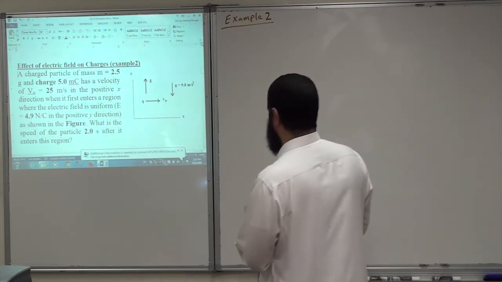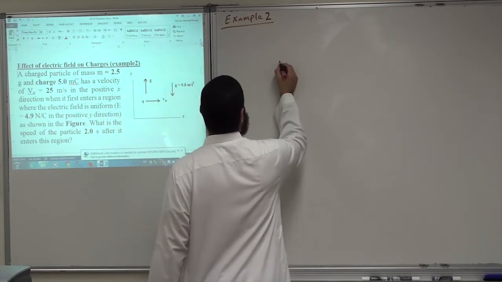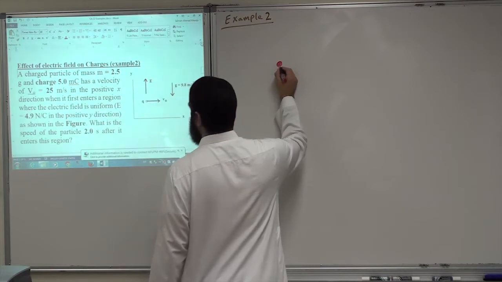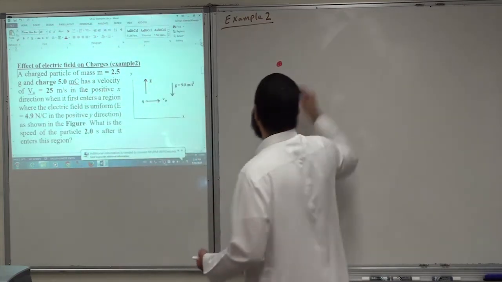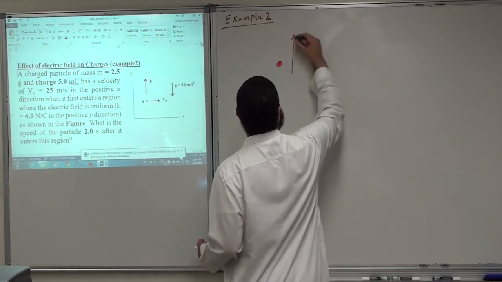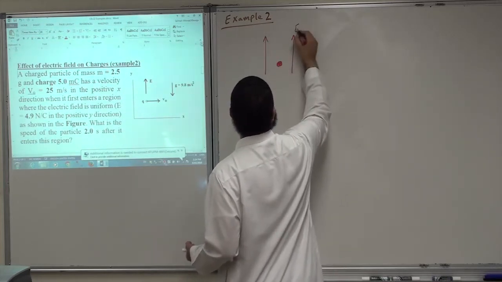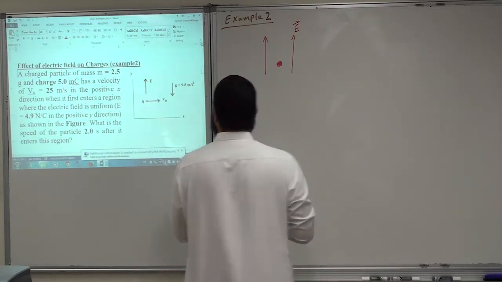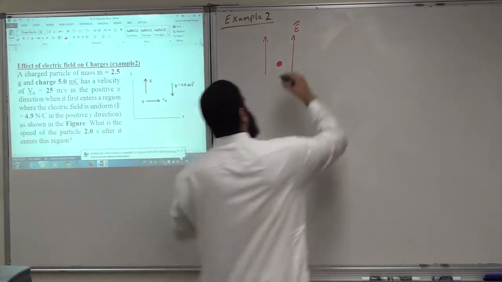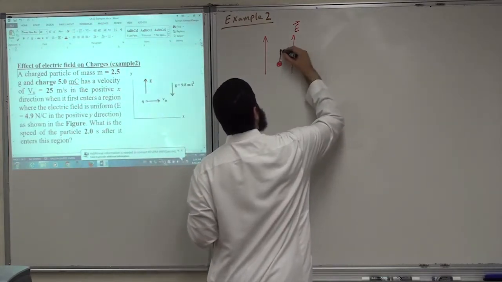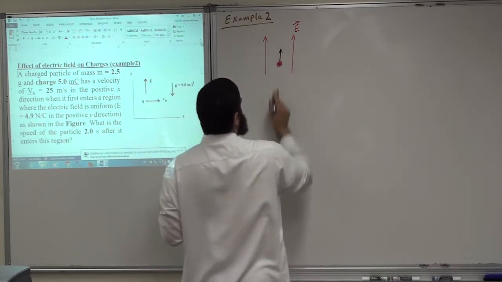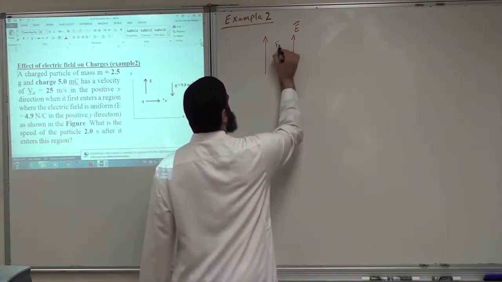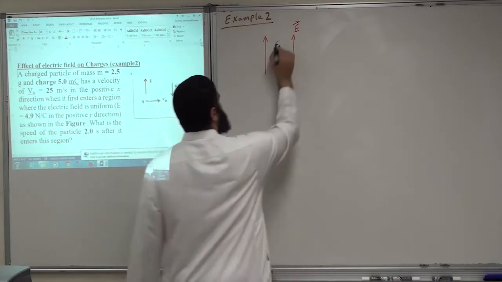So let us try to draw the forces acting on our charge. This is our charge, and it is a positive charge. There is an electric field, and the electric field is upward like this. So what will be the electric force on this charged particle? It is upward, of course, because the positive charge will be accelerated in the positive direction of the electric field. So this is the electric force. It will be in this direction.